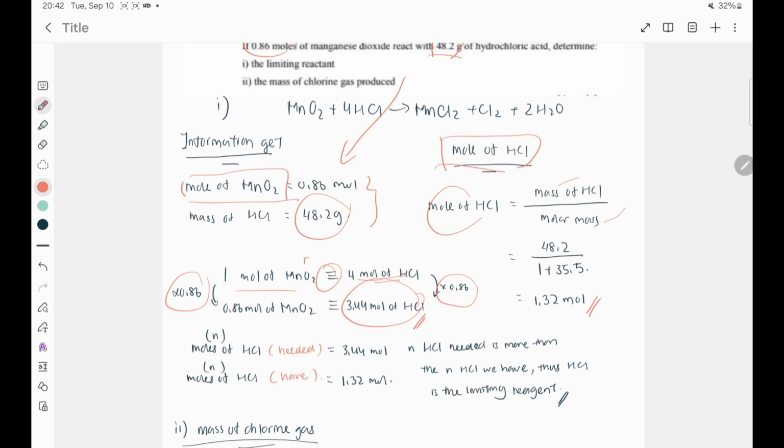And then how many moles of HCl do we have? What we have is 1.32. What we need is 3.44. So the number of moles of HCl needed is more than the number of moles of HCl we have. So this HCl is the limiting reagent. So don't forget to write this sentence out.